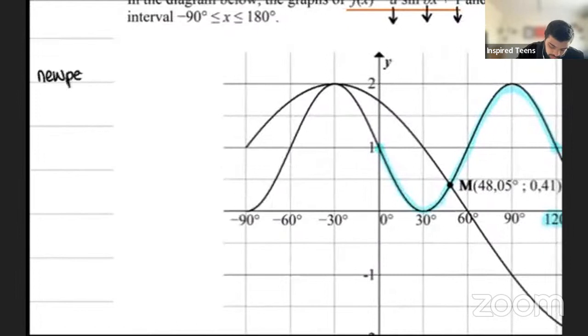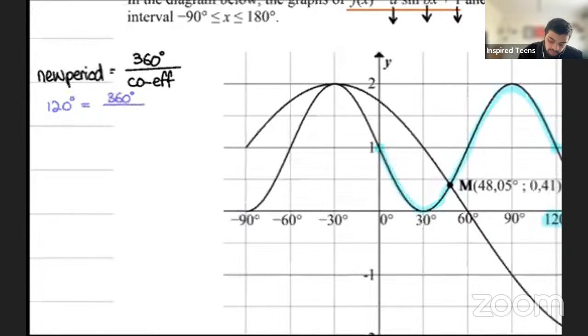new period is equal to 360 divided by whatever that coefficient is, the coefficient of the angle. So now we have values for the new period, and our values are 120 degrees. 120 degrees is equal to 360 divided by the coefficient. Now we can solve backwards for that coefficient. So we can swap these two, or take this over as multiplication and then bring the 120 over as division.